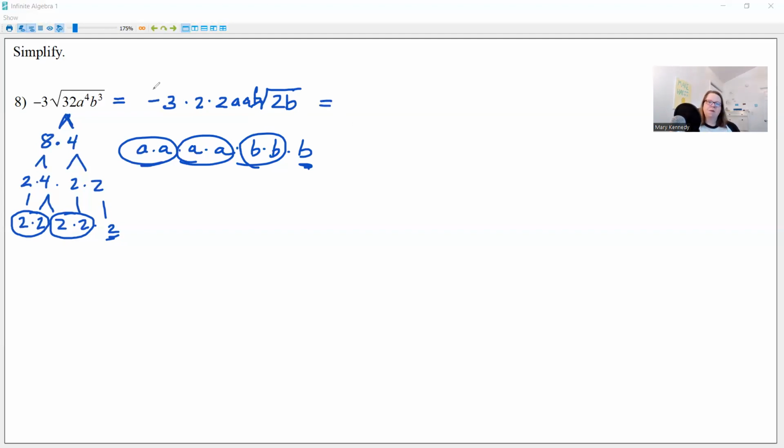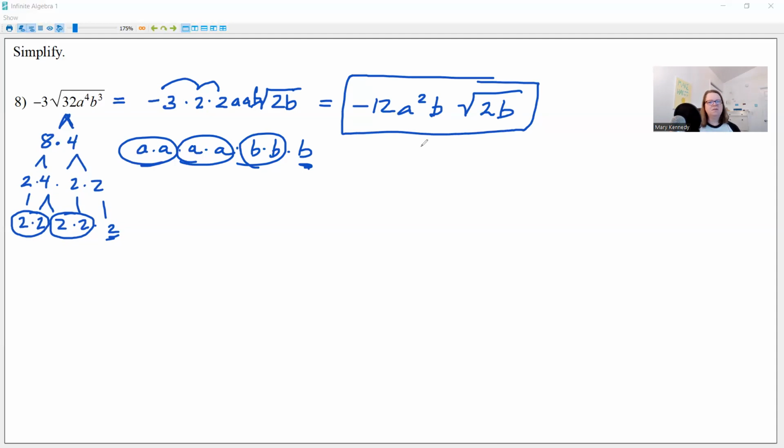All right, so let's simplify. -3 times 2 is -6 times 2 is -12. And then a times a, that's a squared. And then there's a b on the outside, and underneath is the square root of 2b. All right, so our final answer is -12 a squared b times the square root of 2b.